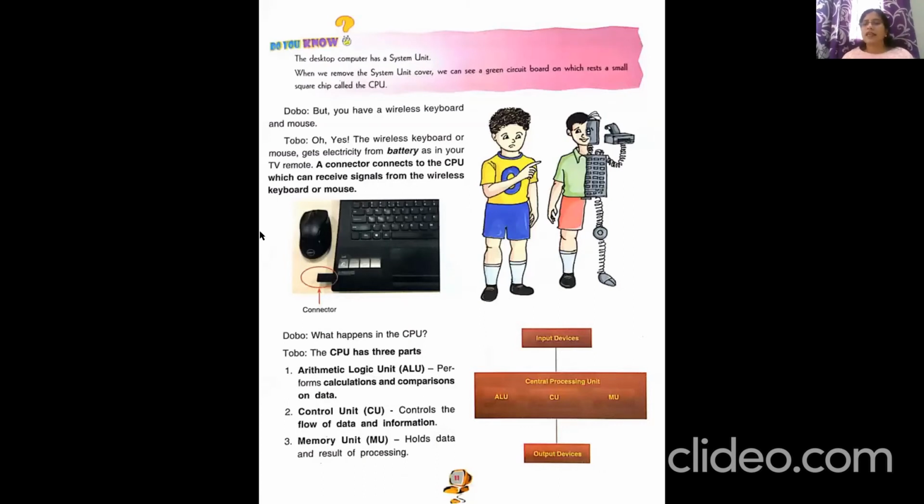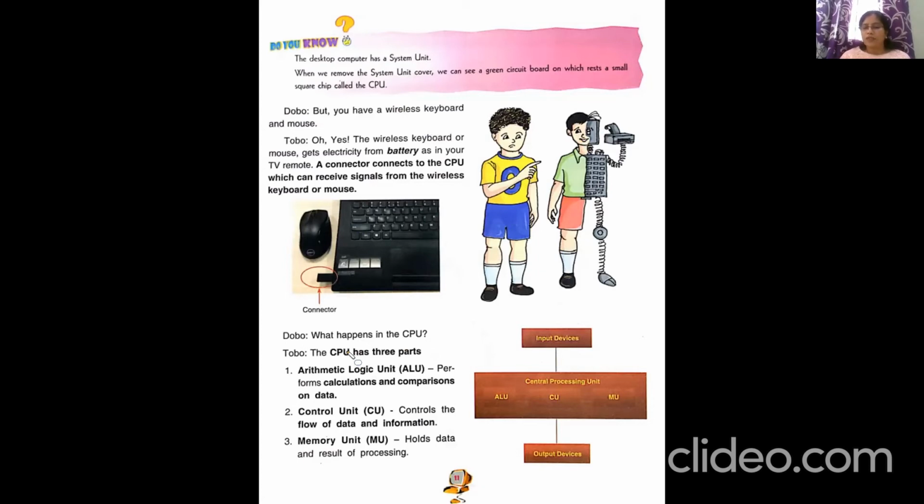Also, children, just like how we have a wireless mouse, as I said earlier, we have a wireless keyboard also. And how do we connect? Using a connector. A small connector is put into the laptop or the computer system, which works as a Bluetooth connection for our wireless mouse and wireless keyboards. Yes, and these kinds of wireless mouse and keyboards get electricity from the batteries. Yes, this is how we can use a wireless keyboard and a wireless mouse.